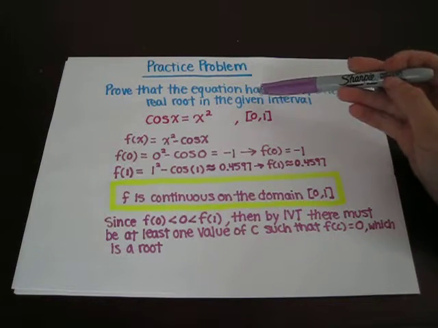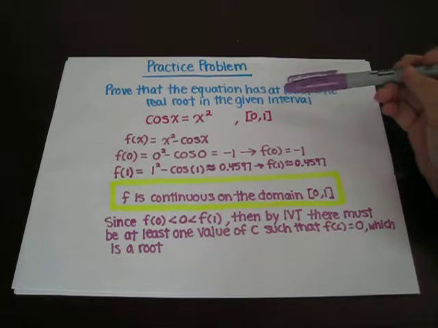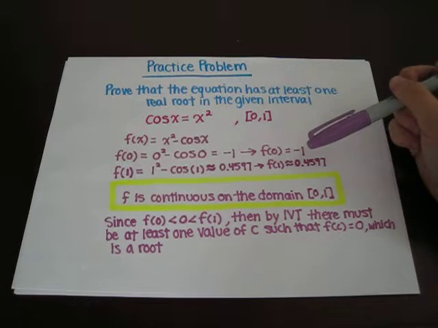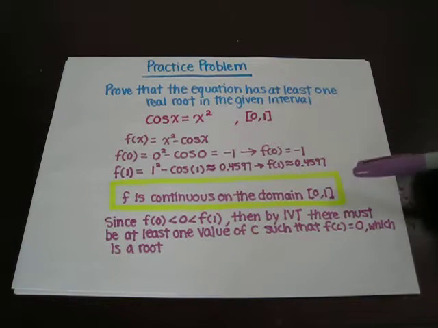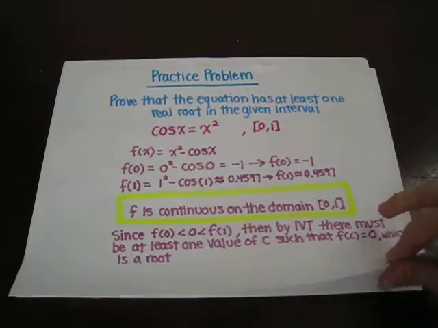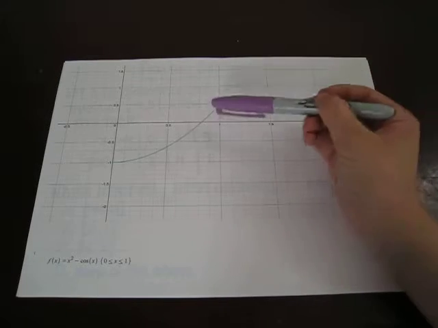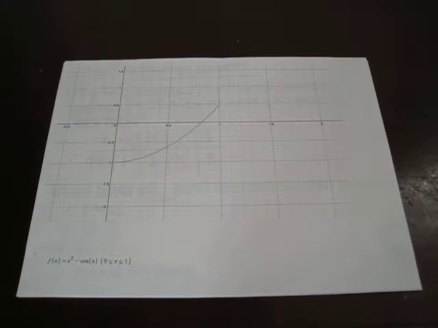And you would plug in 0 and 1. Again, f of 0 equals -1. And then you could use your calculator to plug in for 1, and f of 1 is right here. And again, write this statement, f is continuous on the domain from 0 to 1. And then for your answer, since f of 0 is less than 0, which is less than f of 1, then by IVT there must be at least one value of c such that f of c equals 0, which is a root. And here's a graph, so there is a root in the interval.